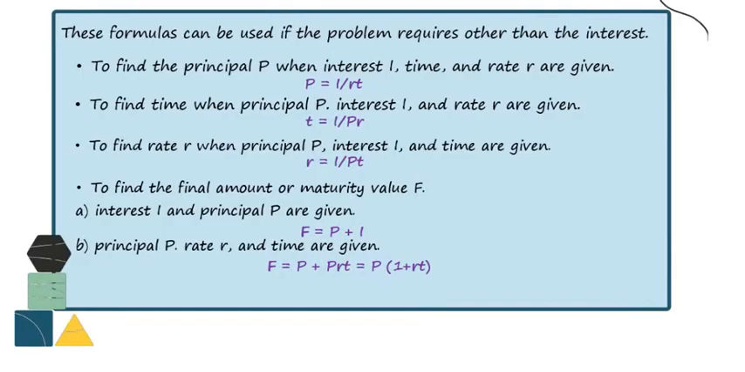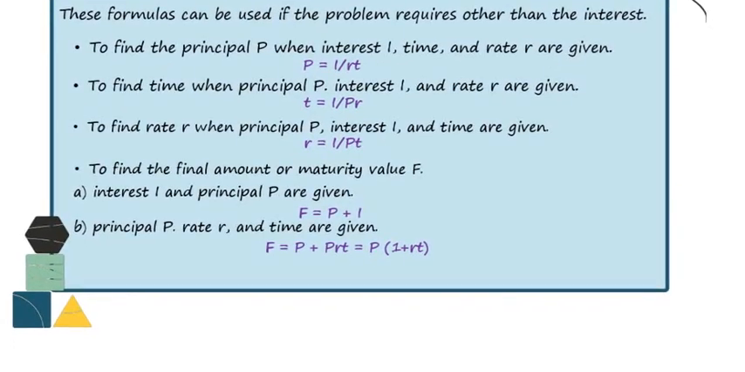So to find the principal P when interest I, time, and rate R are given, we could use P is equal to I divided by RT, which is the equated formula. To find time when principal P, interest I, and rate R are given, then we could use T is equal to I divided by PR. And then if you are finding the rate, when principal P, interest I, and time are given, you could use R is equal to I divided by PT. So you could try to manipulate yung ating formula into which variable we want to find for.